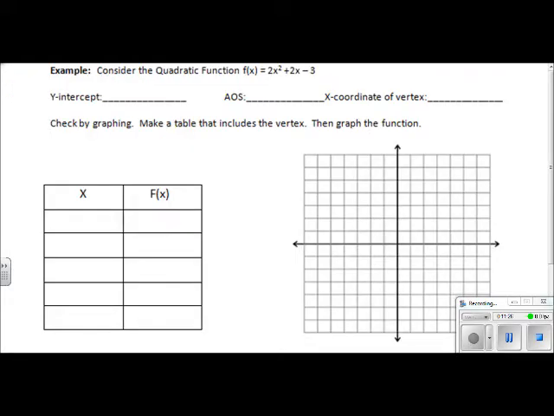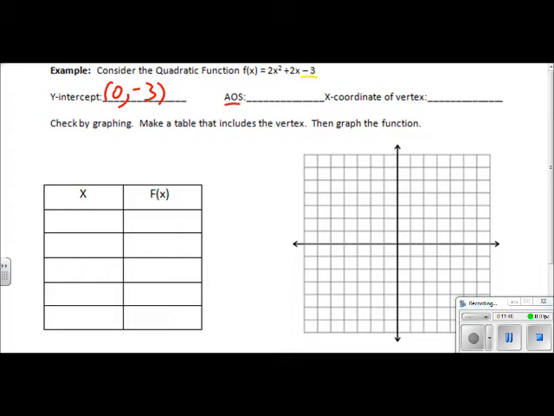So let's put this into practice and see what we can find here. So if we're considering the quadratic function 2x squared plus 2x minus 3, well, remember our y-intercept is always at the spot (0, c), so it would be (0, negative 3).